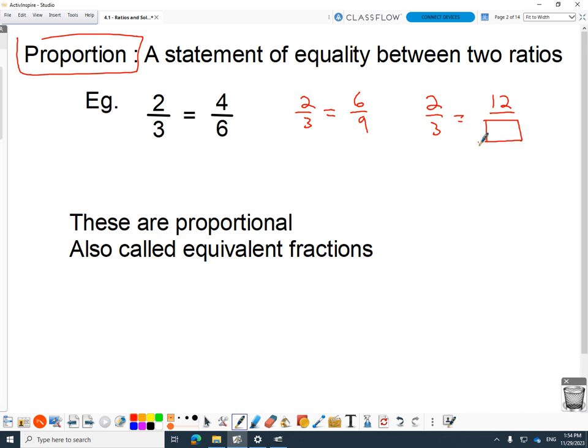Or for the bottom, sorry. 18. How did you get 18? Because 6 times 2 is 12, so 9 times 2. Addition was right. Addition works. But you'll find multiplication to be more powerful.